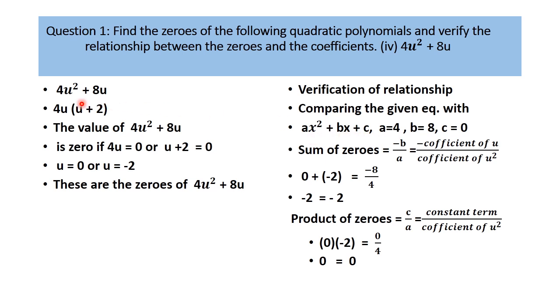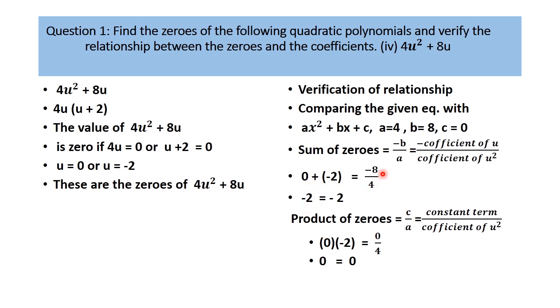Here a is 4, b is 8, and the constant term is 0. This is important because there is no constant term, so its value here will be 0. Now the sum of zeros. The sum of zeros is minus b upon a, or minus coefficient of u upon coefficient of u square. The zeros are these two, 0 and minus 2. So 0 minus 2 is minus 2.